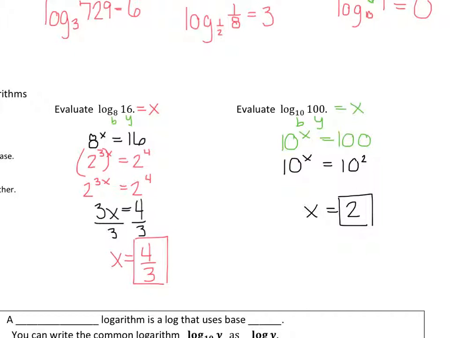All right, everything we've done so far will get you through number 24 on the homework. All right, 6 through 24 even.